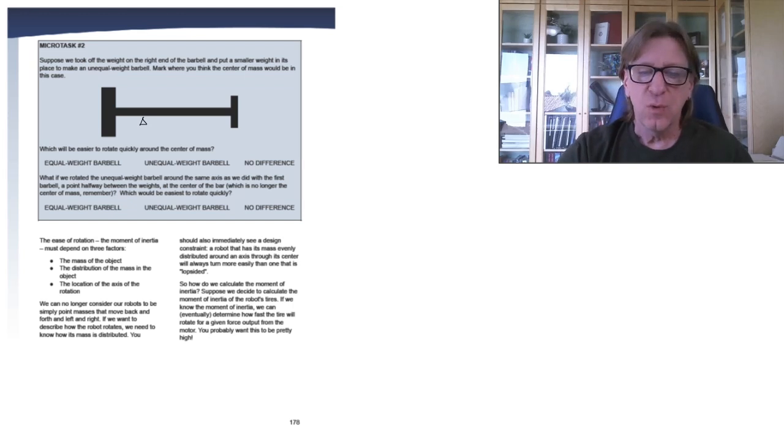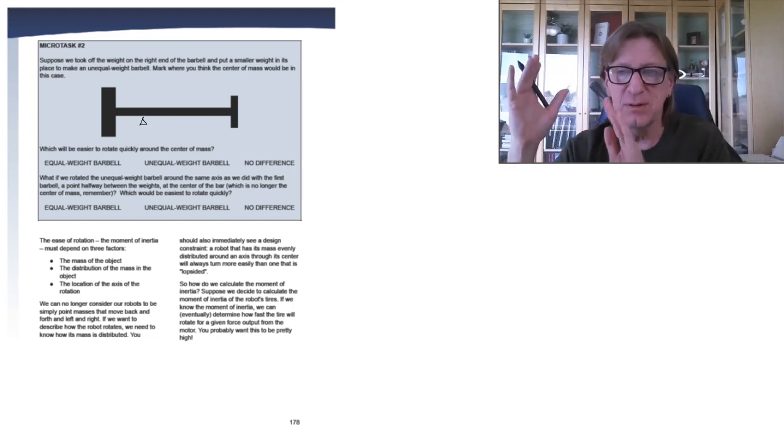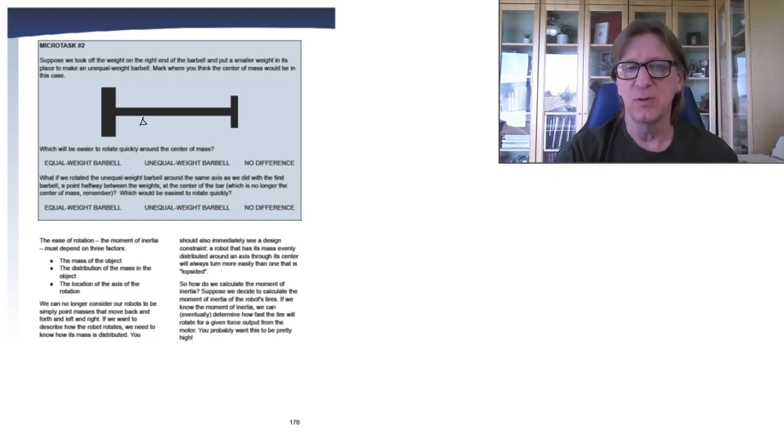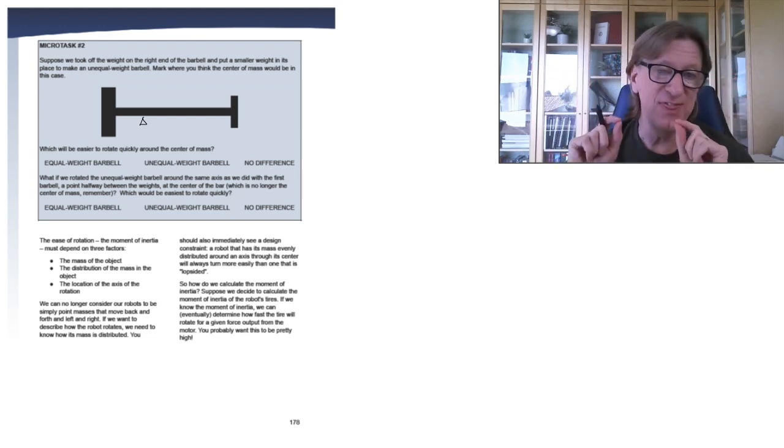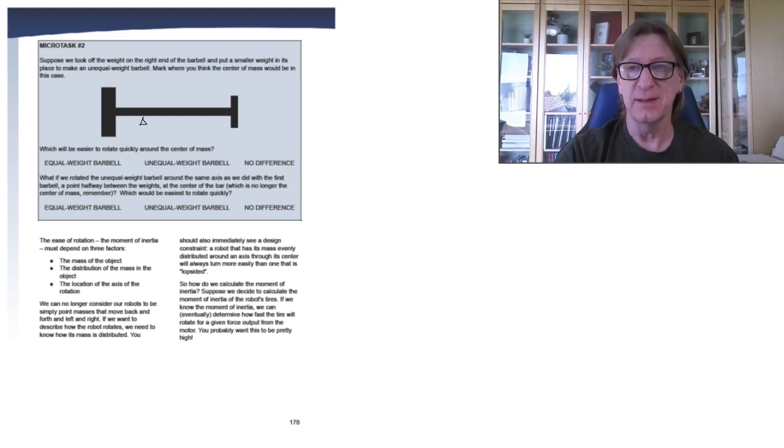So the question then, let's look at this and make sure we understand our terminology. Which would be easier for it to rotate quickly around the center of the mass? Either our lopsided barbell or our symmetric barbell? Which one's going to be easier to rotate around that object's center of mass?